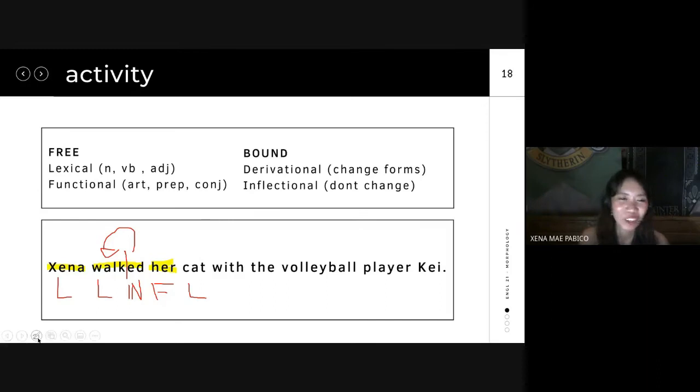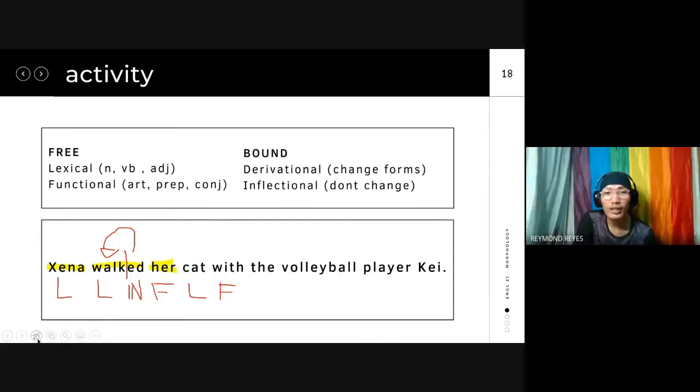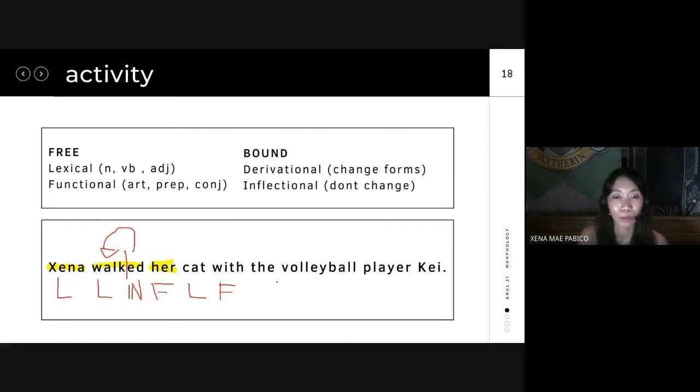Jai, I'm so sorry, I will answer this for you. Yes, it's functional because it's a conjunction. So it's functional. How about the word the? Raymond, what is it? An article. It's a free morpheme and it belongs to functional. Yes, that's correct. The word the is an article, so it's a functional morpheme.